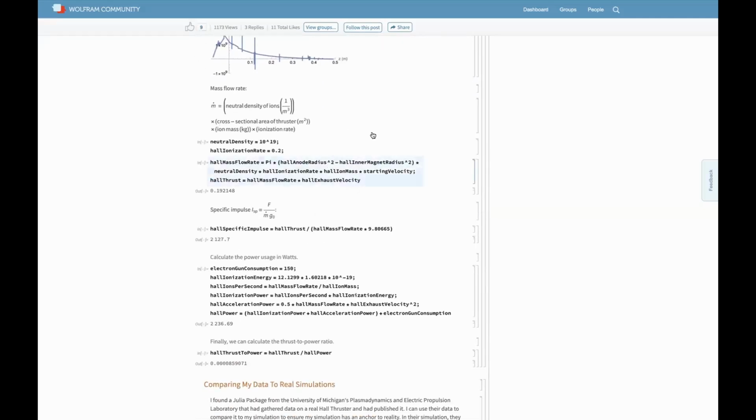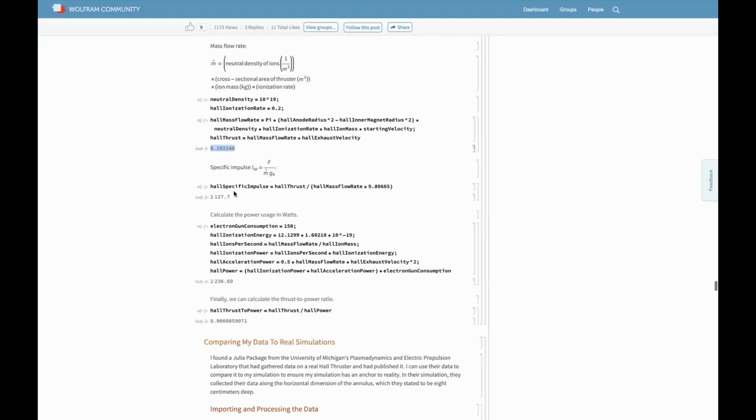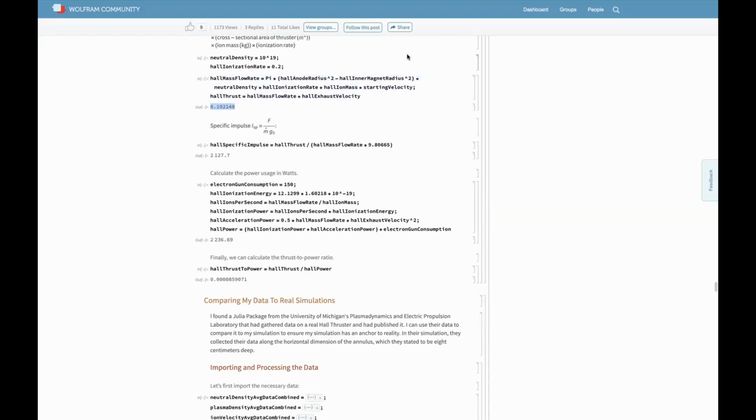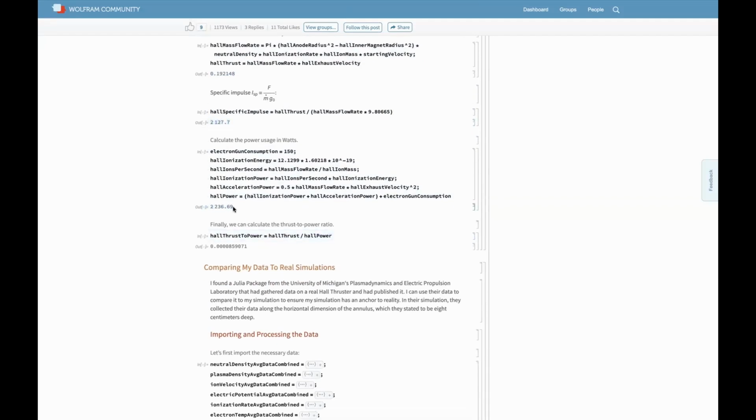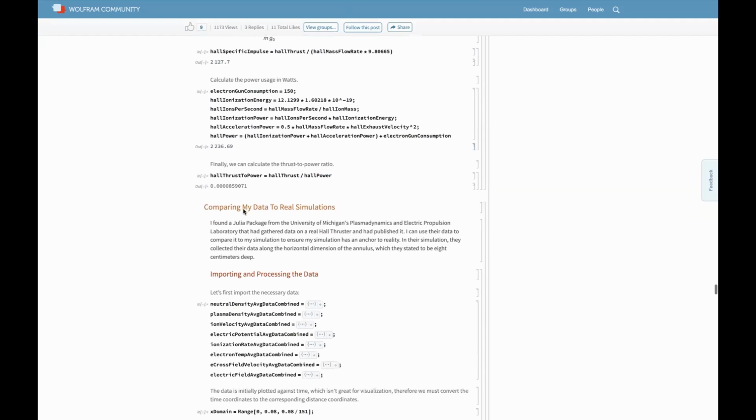And did the same thing. I calculate the thrust using the mass flow rate. Here, it's able to generate 0.19 newtons of thrust compared to the 0.28 from above. And it has a much lower specific impulse. It's using around 2,200 watts of power, which is less than the gridded ion thruster. And we're able to see the thrust to power ratio as well, right here.